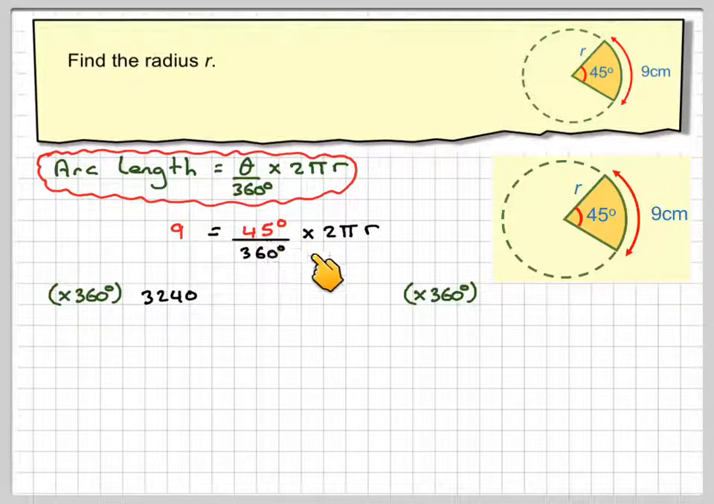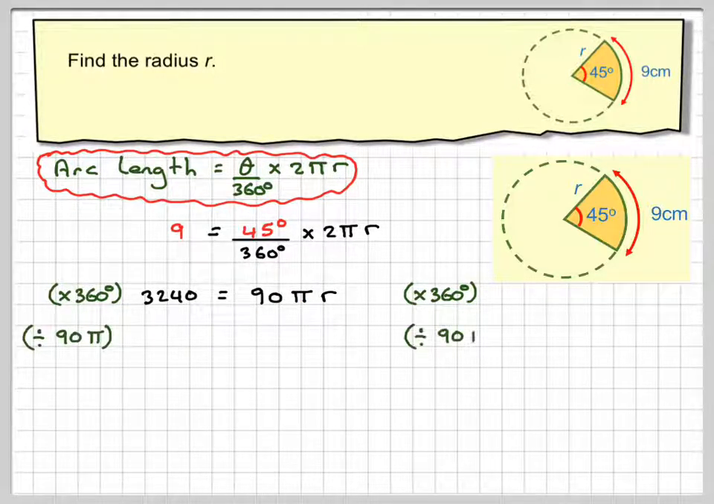And then 45 times 2 is equal to 90. Leave pi as it is, r. Now what we need to do is to divide by 90 pi both sides, because we've got multiplied by 90 pi here. We're trying to make r the subject, so we've got 3,240 divided by 90 pi is equal to r.